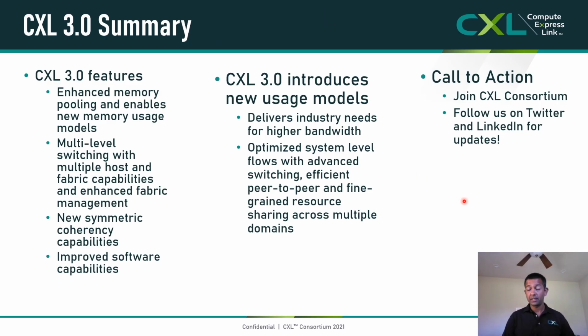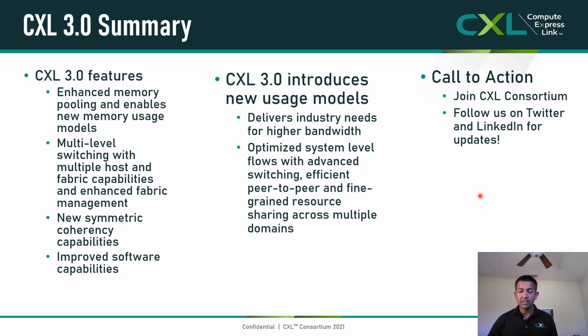And with that, we come to the summary. With CXL 3.0, we have doubled the bandwidth, introduced zero latency, and with doubling the bandwidth and with zero latency, we have a bunch of new features that we introduced. Those features include enhanced memory pooling, memory sharing models that we saw. We saw new features with multi-level switching, new fabric capabilities, and fabric management capabilities. We talked a little bit about the new symmetric coherency flows with backward invalidation and unordered I/O flows, as well as the improvement in software capabilities with the standardization of the CXL Fabric Manager.